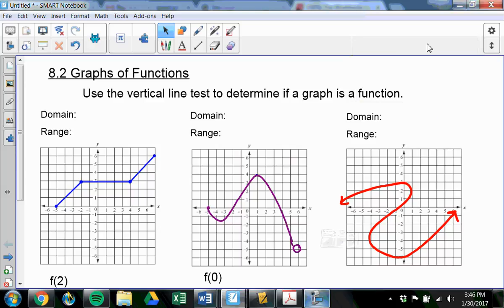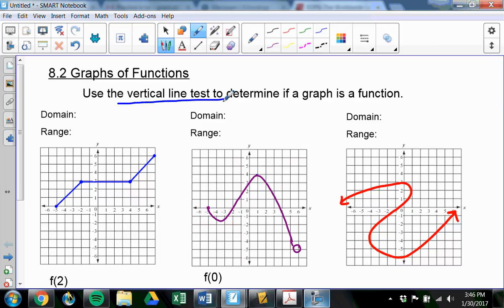8.2 is graphs of functions. We're going to determine how to look at a graph and determine if it's the graph of a function or not the graph of a function. The easiest way to do that is using the vertical line test.